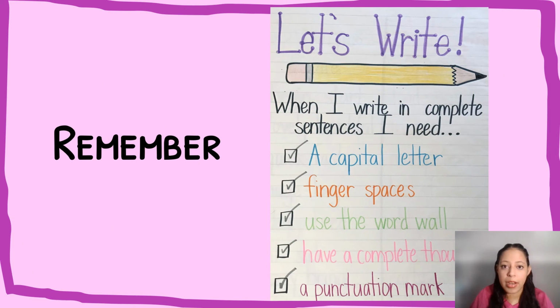Before we start writing the actual sentences, I want to remind you what a sentence has. A good sentence starts with a capital letter. It has finger spaces between words, and you use the word wall to write the sentences. It has a complete thought, and it ends with a punctuation mark. It can be a period or an exclamation point. Okay?